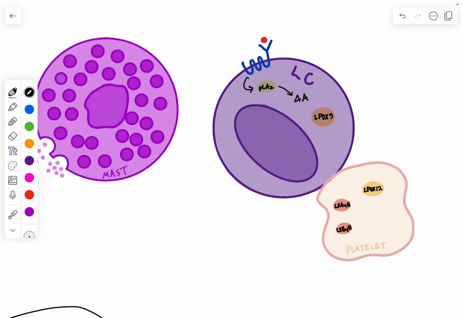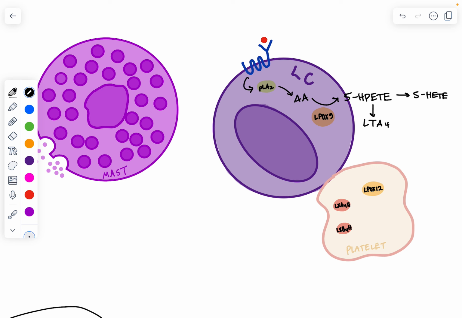But now, rather than the reaction being catalyzed by cyclooxygenases, this reaction is actually going to be catalyzed by lipooxygenase 5. And that's going to create 5-HPETE. This 5-HPETE can then also be converted to 5-HETE. In addition to 5-HPETE, we can actually get our first leukotriene, so leukotriene A4.